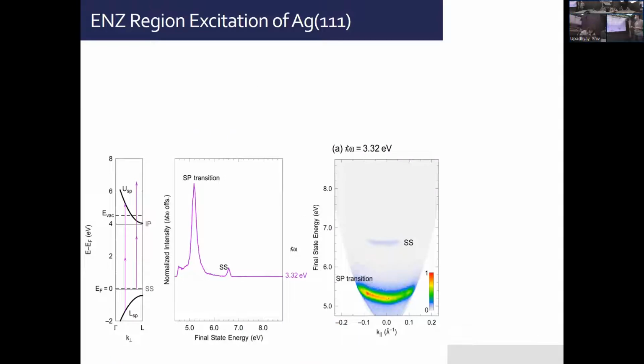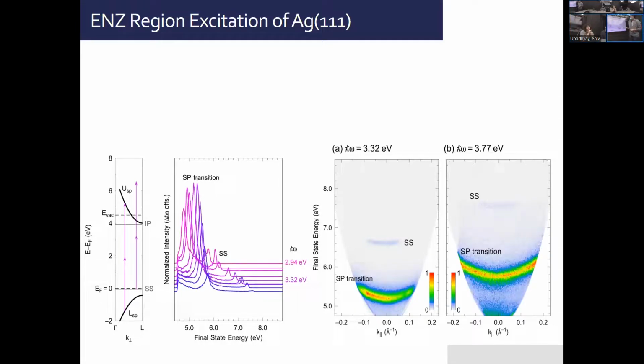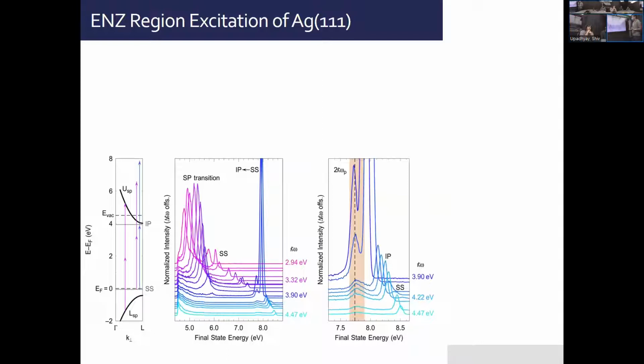We first start with a low energy excitation spectrum. This, we have already seen, is the bulk sp band transition. This is the Shockley state transition. If we increase the photon energy, we will see the shifting in the energy position of these two states. This is because these electrons gain energy from the photons. If we keep increasing the photon energy, we can also see the image potential state, the Shockley surface state, and in addition, we have this additional peak in this shaded area.